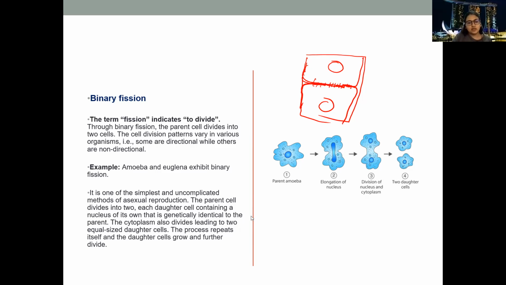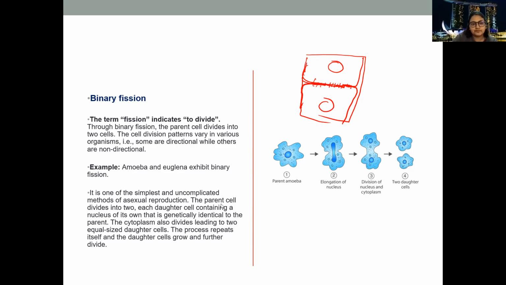Okay, so I can show you here that it is one of the simplest and uncomplicated methods of asexual reproduction. The parent cell divides into two, each daughter cell containing a nucleus of its own that is genetically identical to the parent, and the cytoplasm also divides, leading to two equal sized daughter cells. The process repeats itself and the daughter cells grow further and divide in the same way. So this is binary fission. What you have to keep in mind is that amoeba and euglena show binary fission.